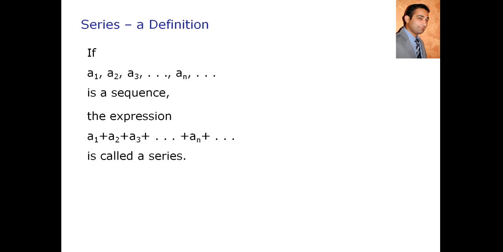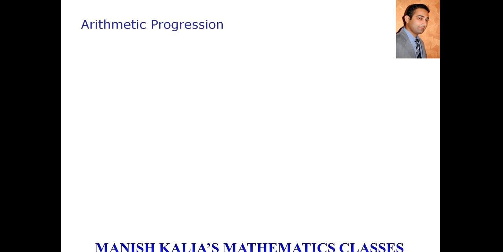Series: for a given sequence a1, a2, a3 up to an, the expression a1 plus a2 plus a3 up to an is called a series. So the basic difference between a sequence and a series is that a sequence is a collection of numbers, whereas a series is the sum of those numbers.